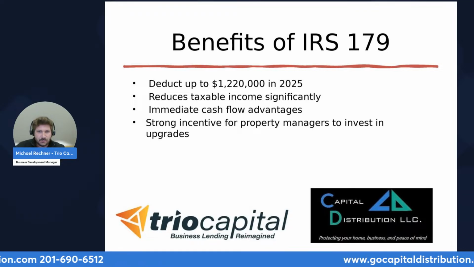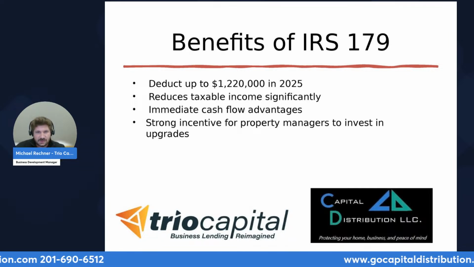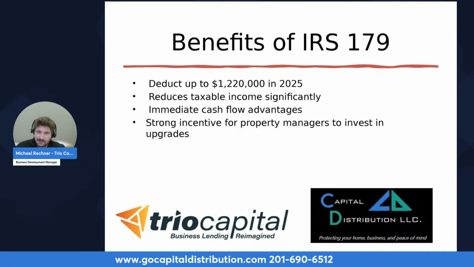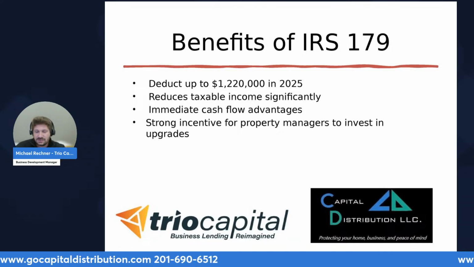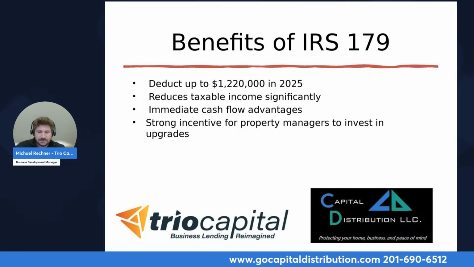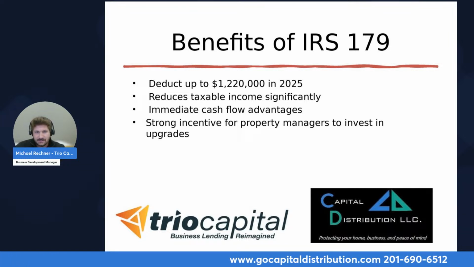It reduces taxable income significantly, especially some of the small to medium type businesses are usually not going to spend that much in equipment, but obviously you have the room and the structure to create a ton of savings. And in that savings, it creates an immediate cash flow advantage. Instead of spending that $25,000 on the invoice price, you could do the 0% interest program, have a small monthly payment, and still capitalize on that full $25,000 write-off with IRS 179. So yeah, it induces the strong incentive for property managers to reinvest in upgrades.